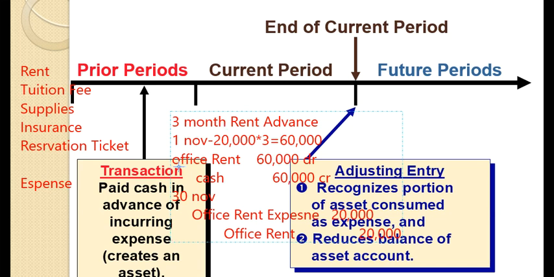So that is the example of converting asset to expense. What we do is first we make an asset, and then we convert this asset into our expense account. So the label is converting asset to expense.